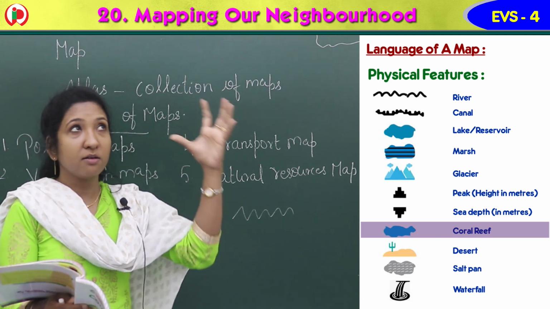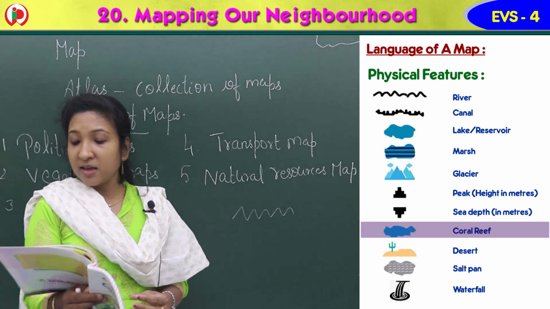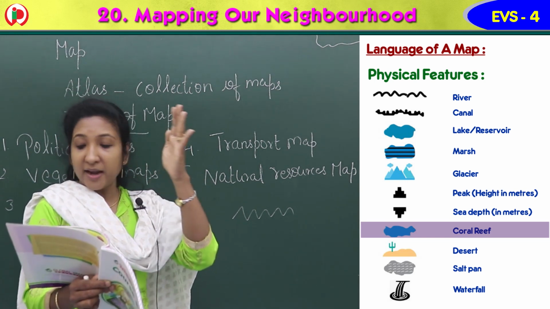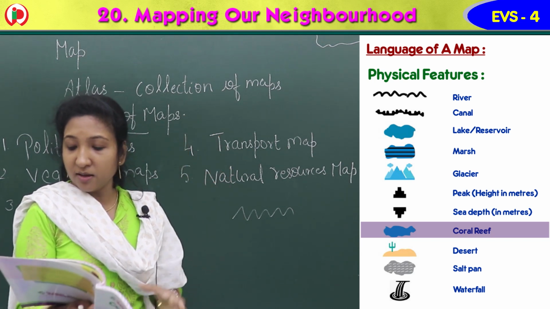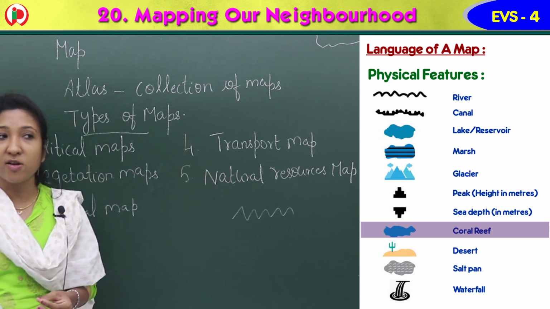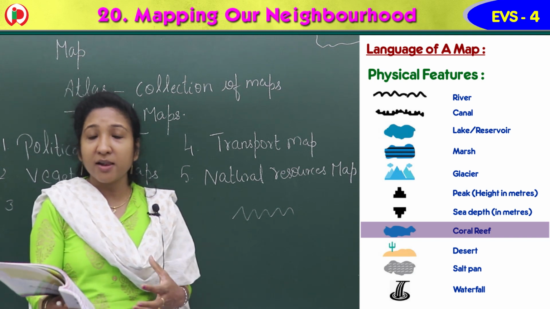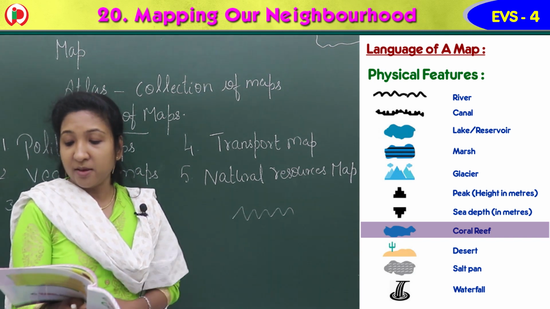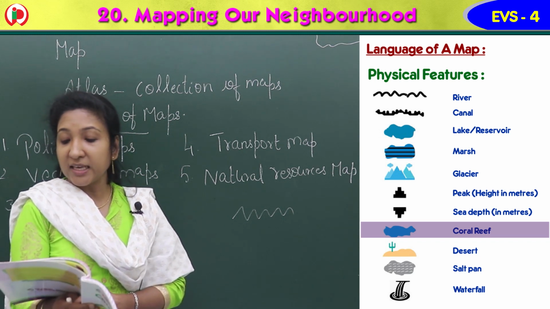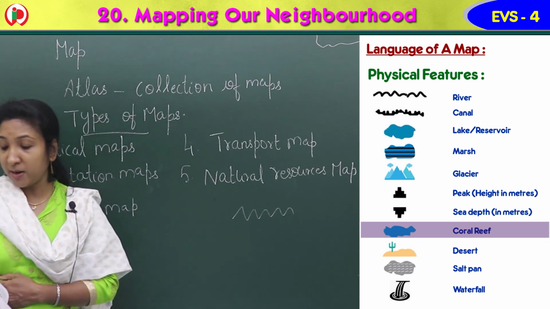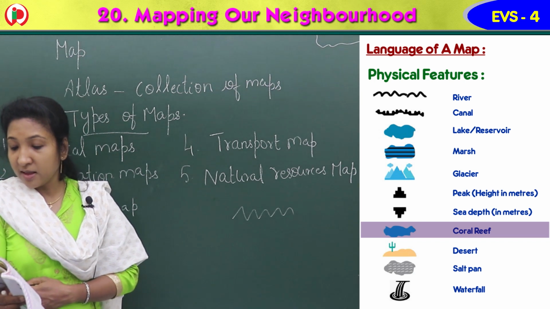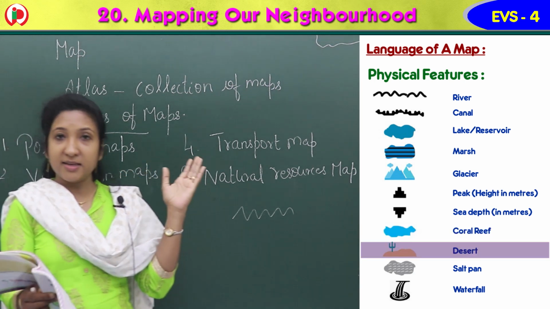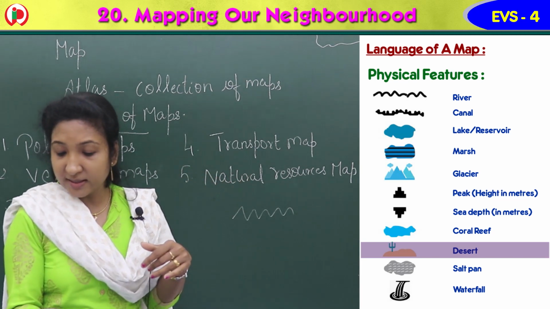A long rock type structure in the sea actually. It's a structure made of dead and living corals, we say. Corals are a kind of animal that lives under the sea. So a long rock type structure you can see there under the sea is a coral reef. Yes, so that symbol you can see here. Then the desert symbol you can see here.